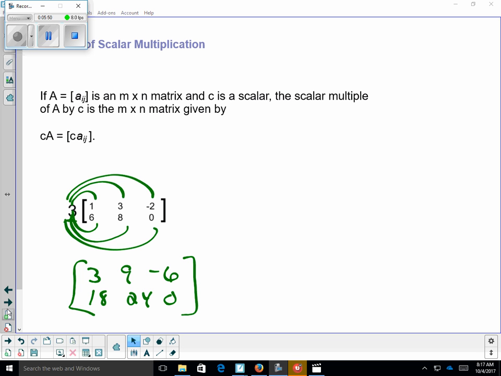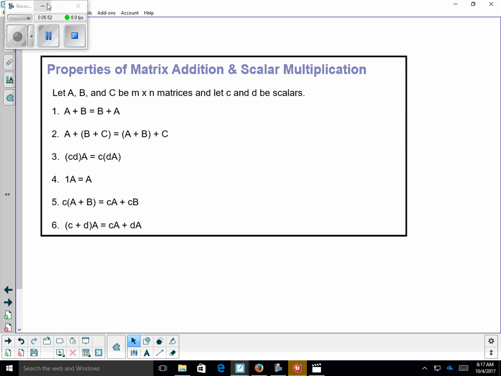Okay, so that was scalar multiplication. Next, we're going to go over the properties of matrix addition and scalar multiplication. Basically, the same properties that you have for regular addition and subtraction hold true. So I can add two matrices, A plus B, or I can change the order when I'm adding and add B plus A. I'm still going to get the same sum.